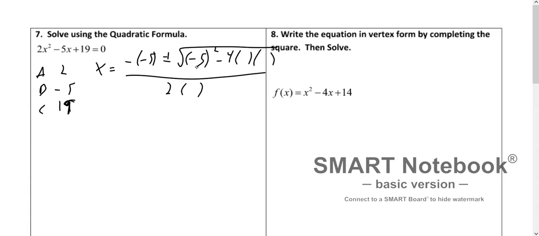Remember, when we put this in the calculator, we should get positive 25. But if you type in negative 5 squared, you will get negative 25 on the calculator. You have to be smarter than the calculator.